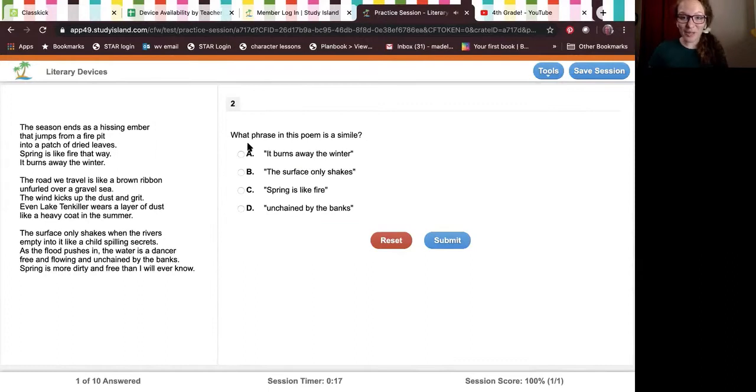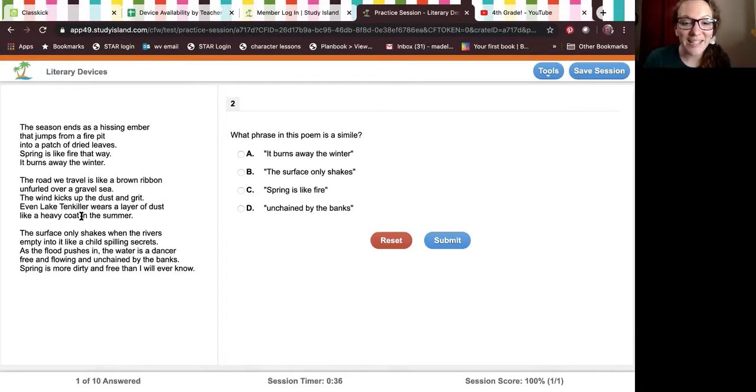Great. Okay, so let's read the question first. Can you read it with me? What phrase in this poem is a simile? Great. So I can tell from looking over here, I'm looking at a poem because it's in stanzas and lines, and it's wanting to know what the simile is. So let's remind ourselves. A simile compares two things, use like or as.